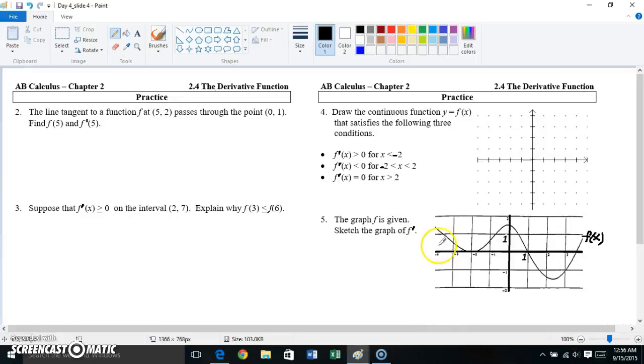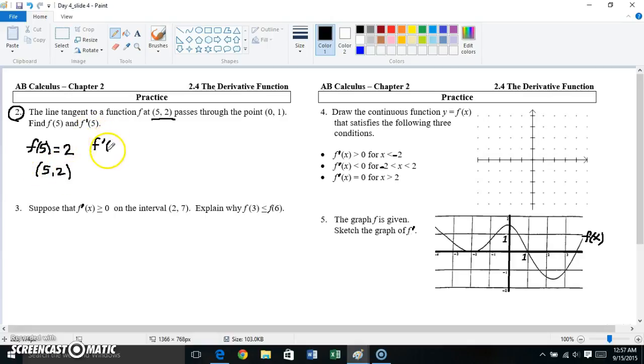Okay, we're going to look at one more page, and I'm going to leave the last page for practice for you. Okay, number 2, the tangent line to the function f at 5, 2 passes through the point 0, 1. So the tangent line to a function at this point on the function passes through the point 0, 1. Find f of 5 and f prime of 5. Well, f of 5, that's an easy one because I think it's given to us. F of 5 is the y value when x is 5, and that is given to us as 2. That's the coordinate 5, 2.